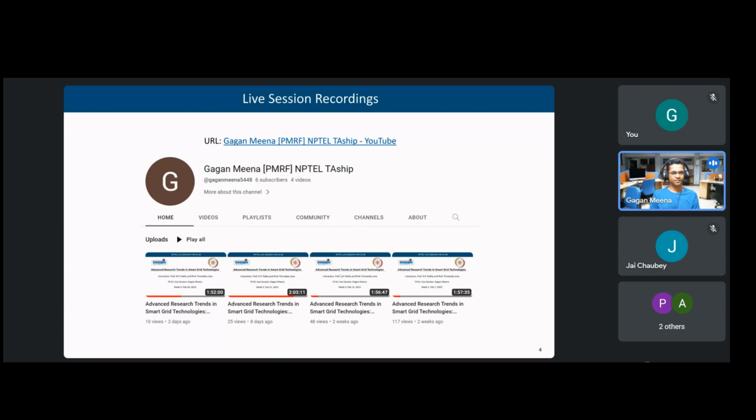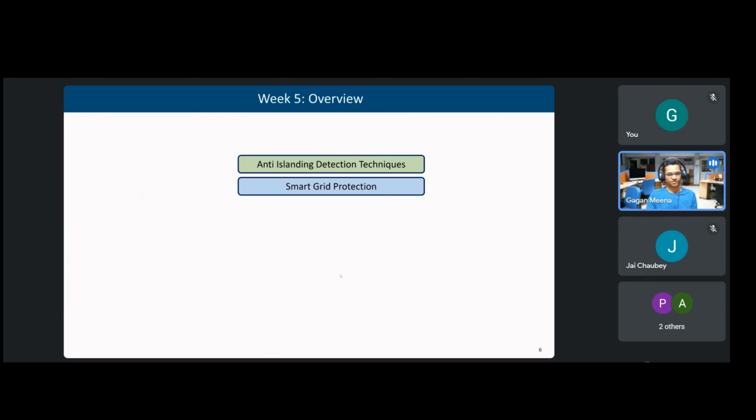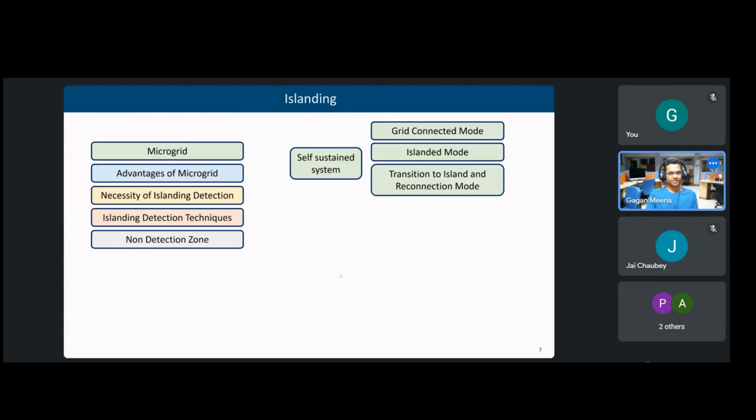So first one was islanding detection techniques. In that, first we started with microgrid. Then we saw what are the advantages of microgrid. Then we discussed the necessity of islanding detection. And then we discussed different types of islanding detection techniques. We also discussed about the non-detection zone.